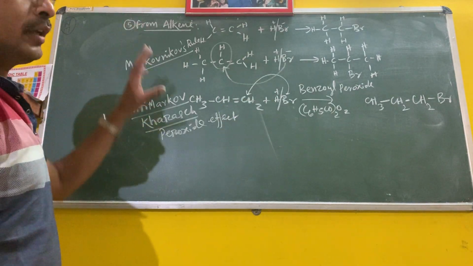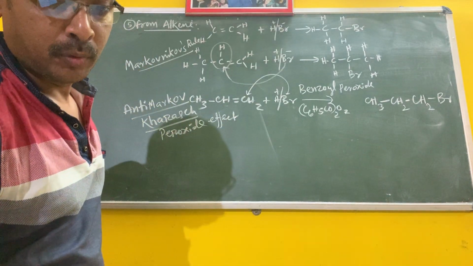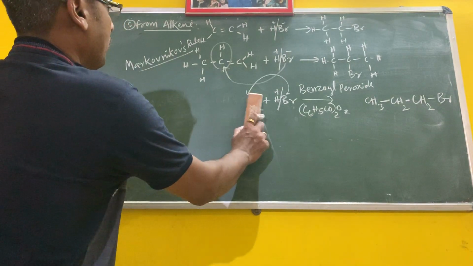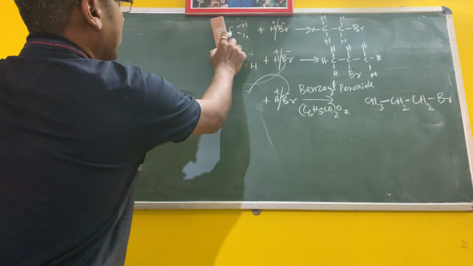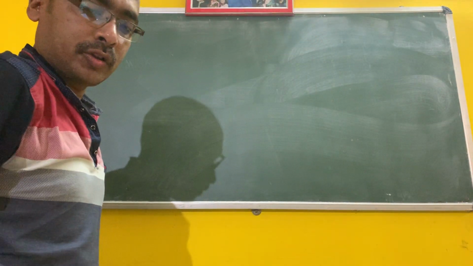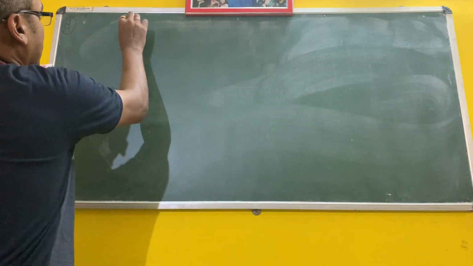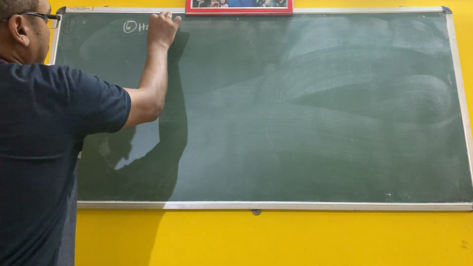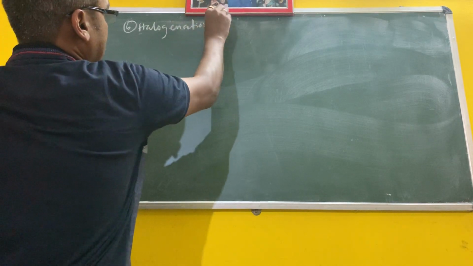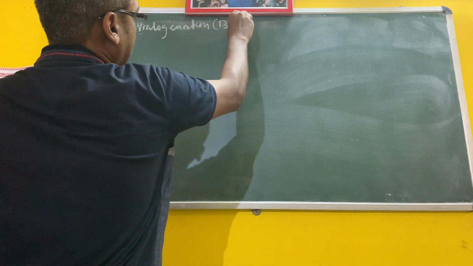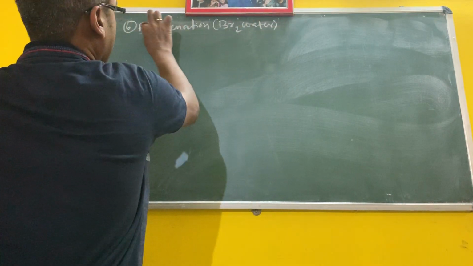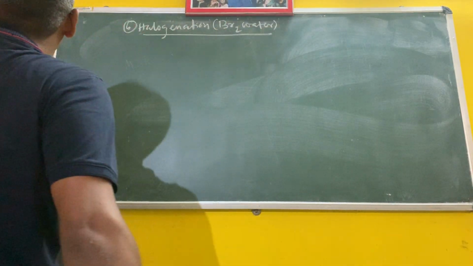So this is the fifth preparation. Then the next one is from halogen. This is most important, the sixth one, that is special to bromine water.